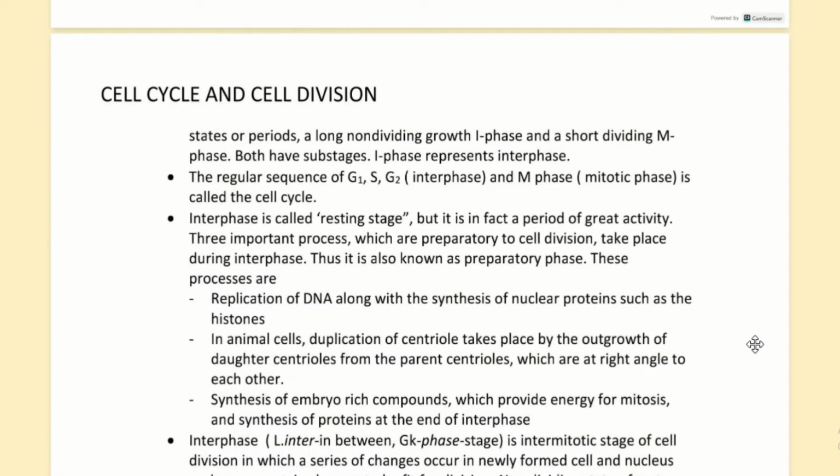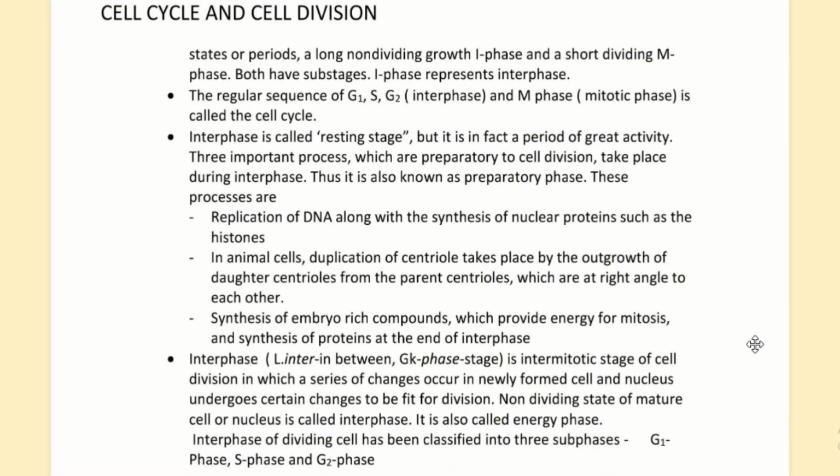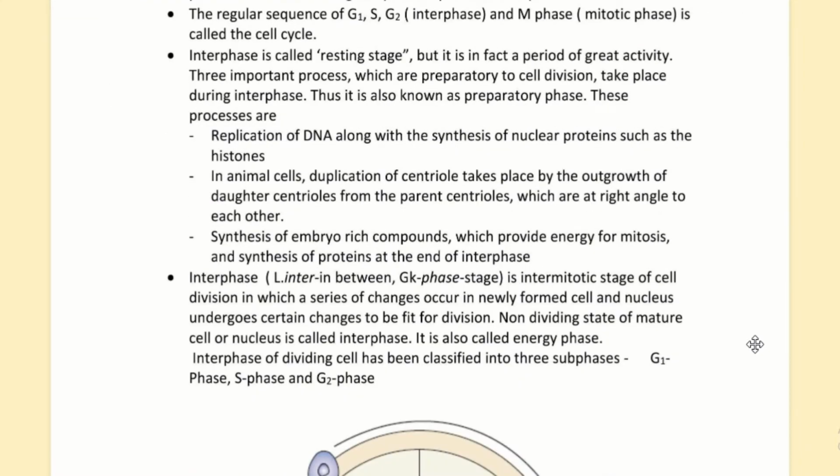Both have substages. I phase represents interphase. The regular sequence of G1, S, and G2 is the interphase, and M phase is the mitotic phase, and together it is called the cell cycle. Interphase is also known as the resting stage, but it is in fact a period of great activity. Three important processes which are preparatory to cell division take place during the interphase.